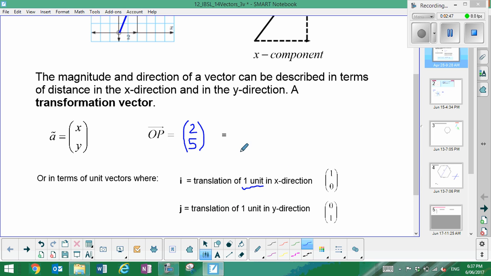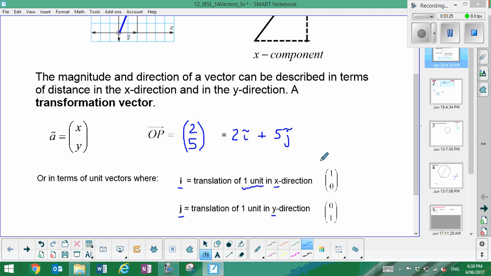So another way we could write OP is to say we want to go 2 units to the right, so we could go 2i, where i is our little unit vector, with a little squiggle on top to say it's a vector, plus 5j, which means we're doing 5 lots of these little unit vectors in the Y direction. So j is for the Y direction, and i is for the X direction. So again, that's a vector. All right, it's just another way we can write these.